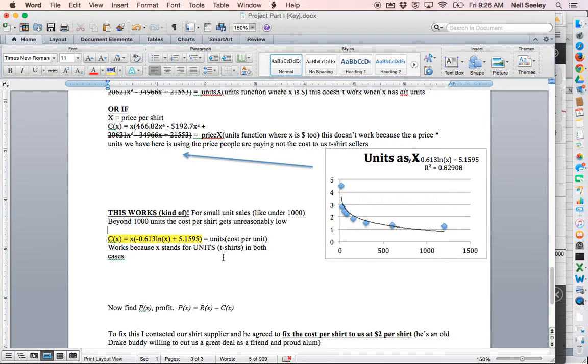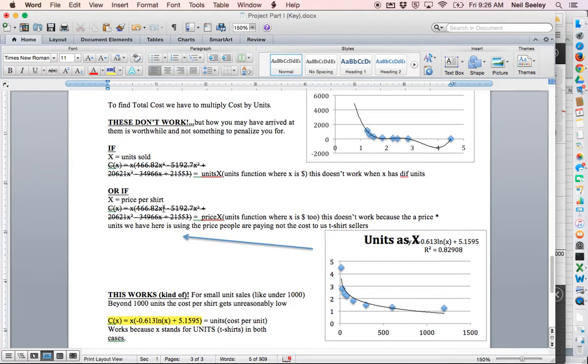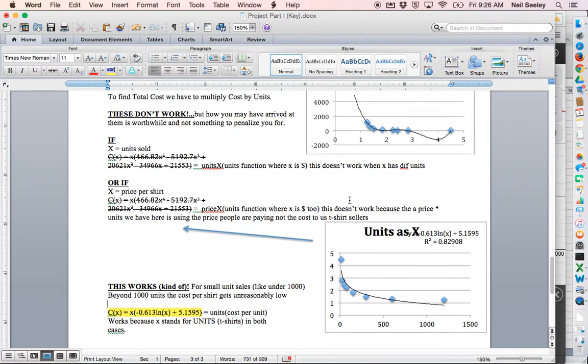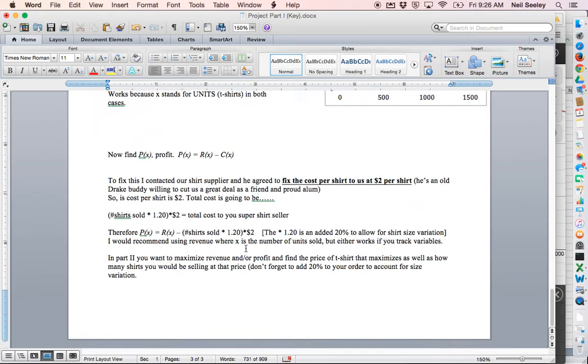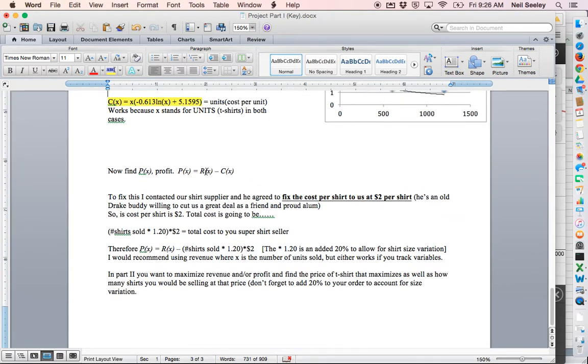So if you came up with that, perfect. If you came up with the others, I know where your thinking came from, but I want you to take a look at that and get a sense of why that doesn't work mathematically. Okay, so the highlighted one, that's the preferred one. In the end, when you're doing the profit function, it's revenue minus cost.